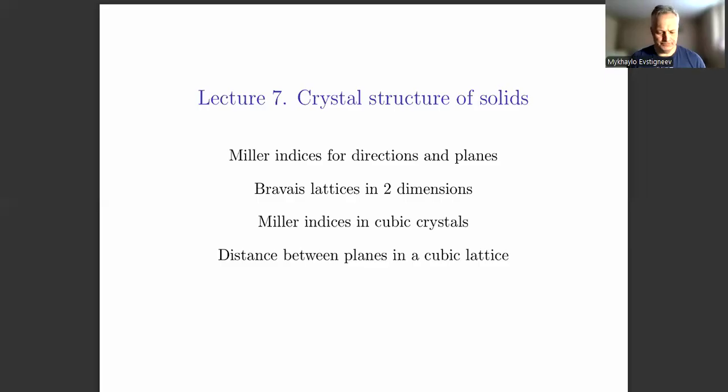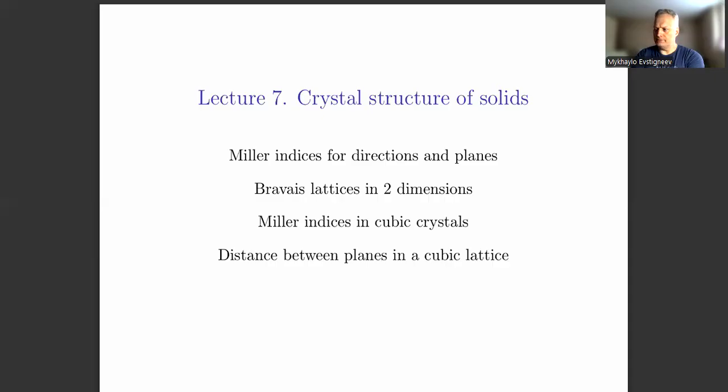Hello, everybody. This is our second and last lecture dedicated to the elements of crystallography. In this lecture, I will introduce a language used in crystallography to indicate directions and planes in a crystal lattice.